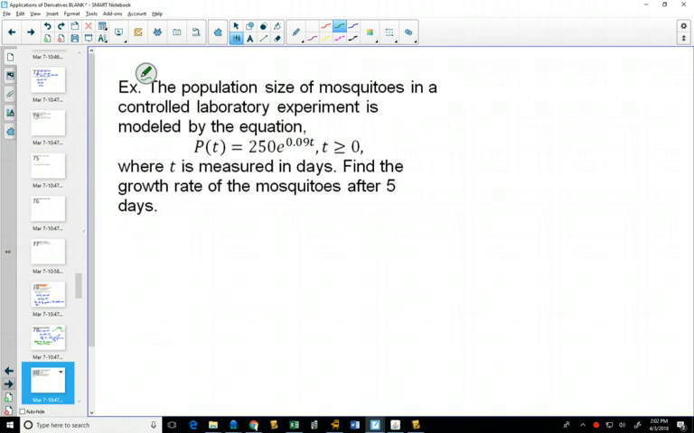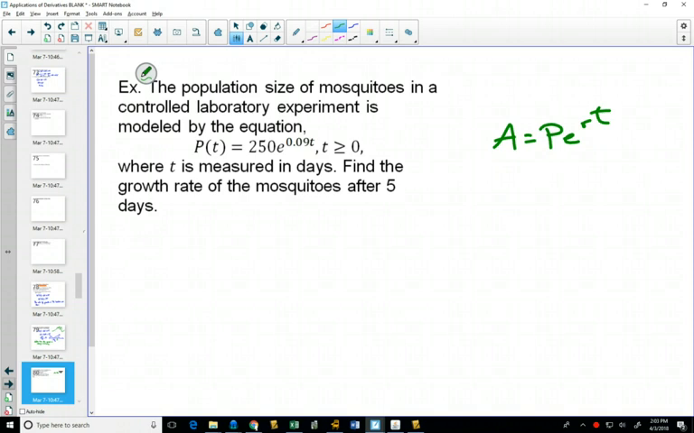But it's in a controlled laboratory, and we've got our equation there, and this equation, you might recognize its format from grade 12. Used to call these the Pert formulas. The Pert formula is a formula that represents continuous growth. So we'll talk a little bit about that formula with this situation after we solve this question. So t is measured in days. Find the growth rate of mosquitoes after 5 days.